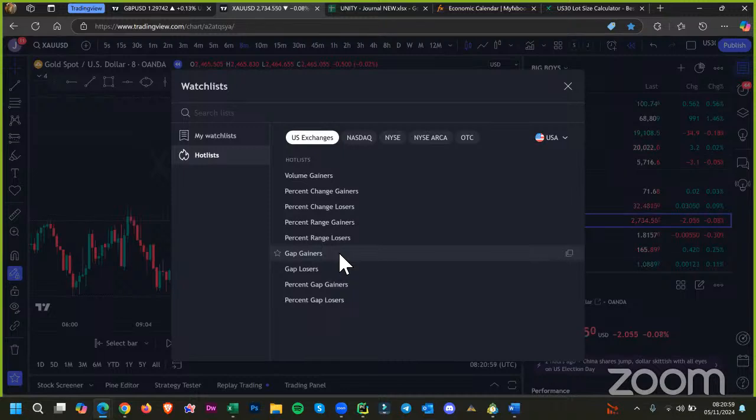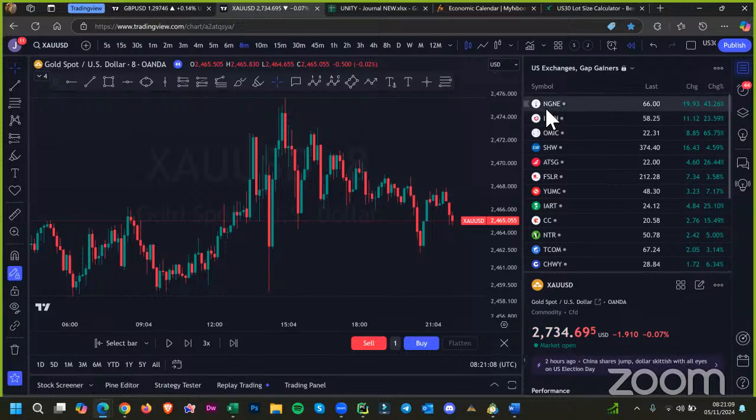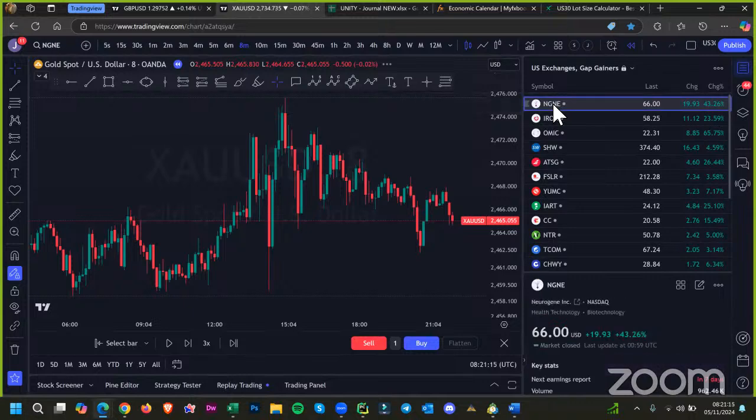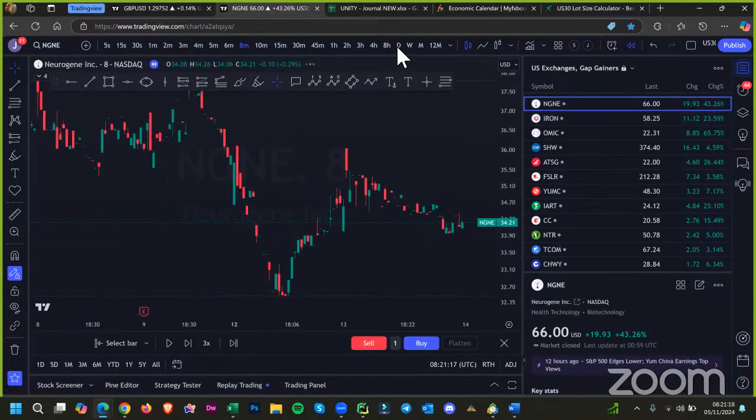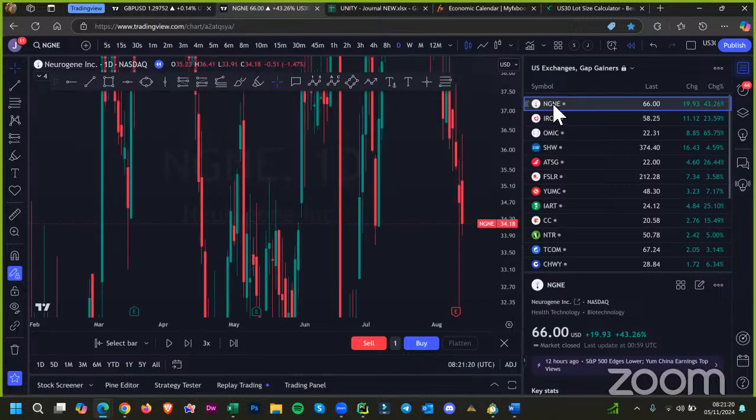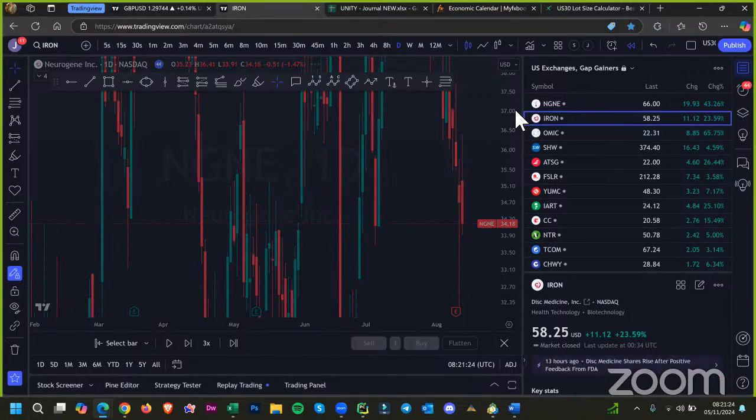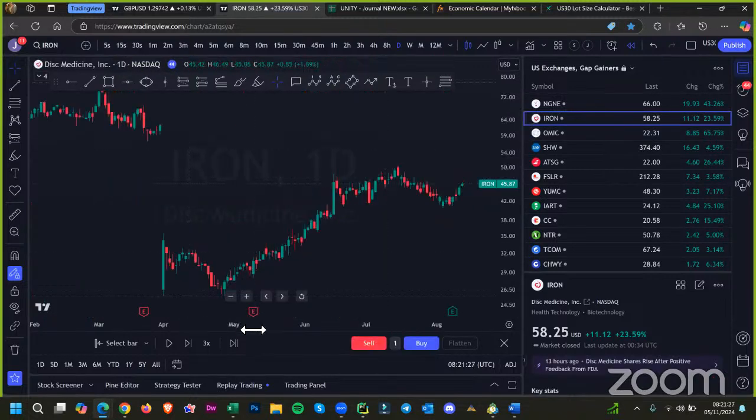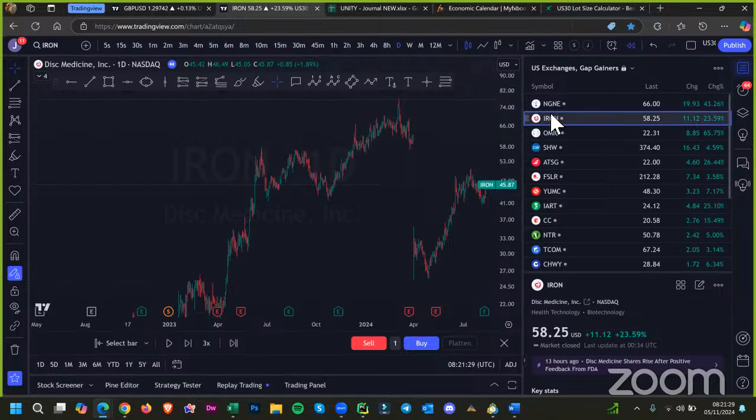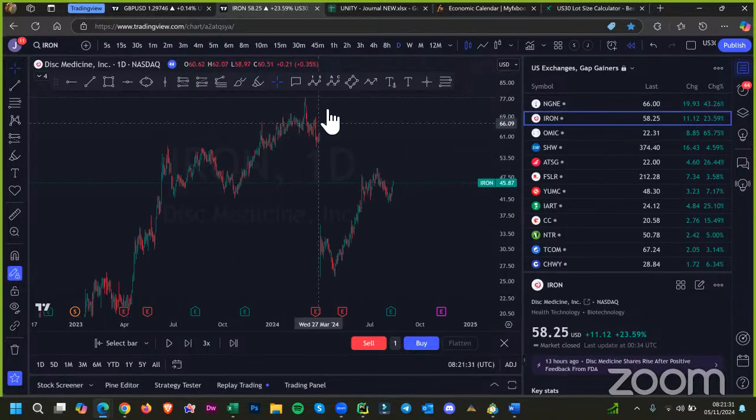We understand markets don't like gaps, doesn't matter what markets they are. And have a look, I can just click this, gap gainers, and it's showing me some stocks here. But look at this, if I click this one here, NGNE, don't know what it is, it's Neurogene Inc. Let's go to our daily time frame. This is showing me ones that have large gaps. Oh sorry, these are the gap gainers. Look at this gap that formed in here.